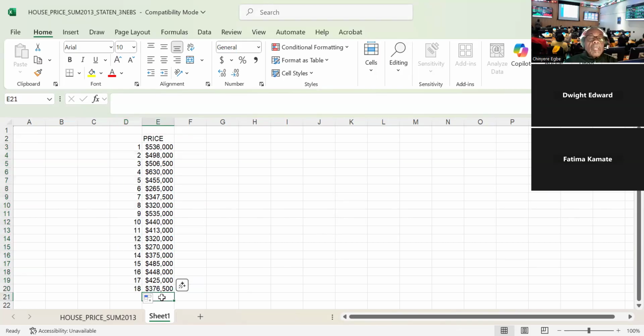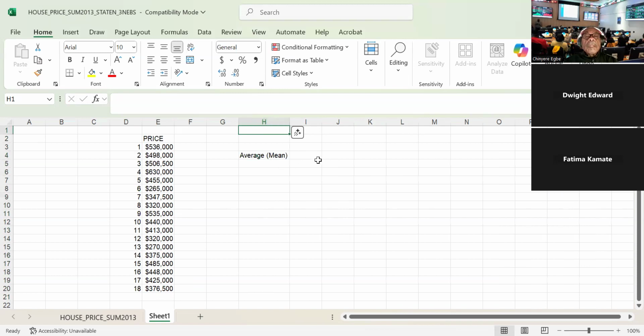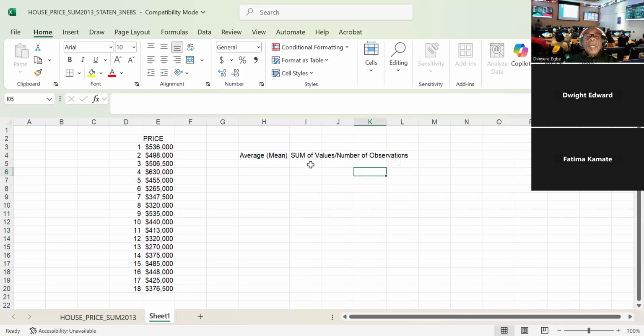The average price per house is you get the sum. The average, or mean, is simply the sum of values divided by the number of observations. That's it. There's nothing magical about it. The sum of values divided by the number of observations.